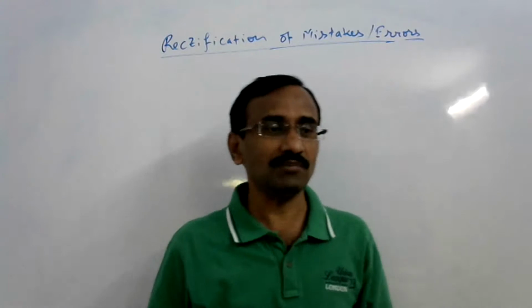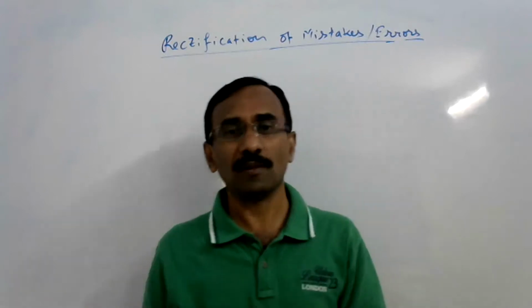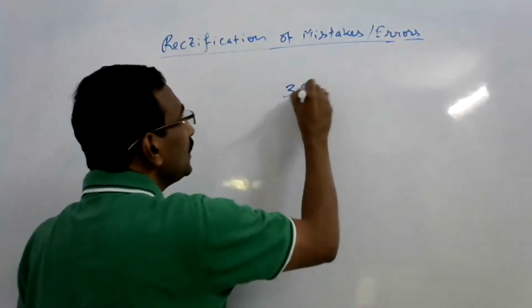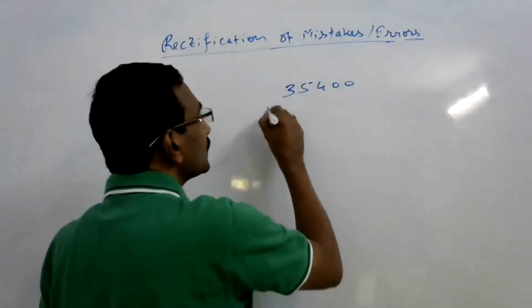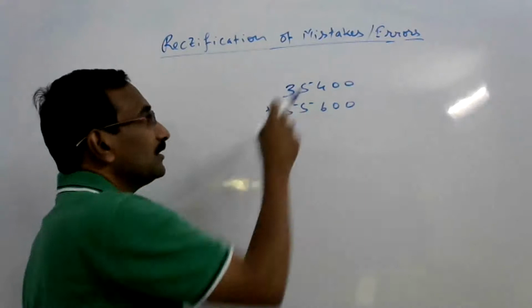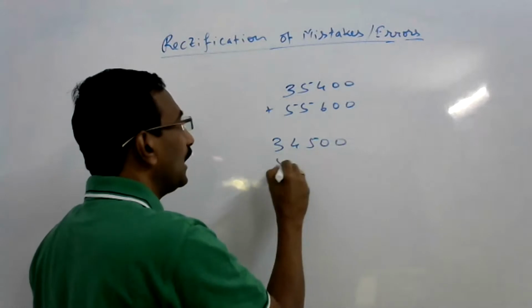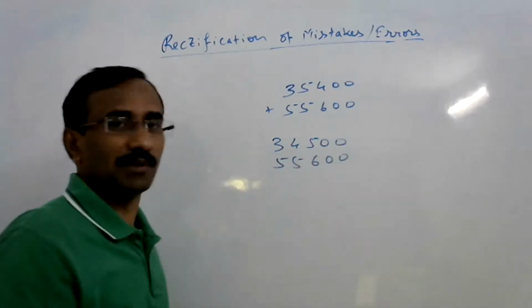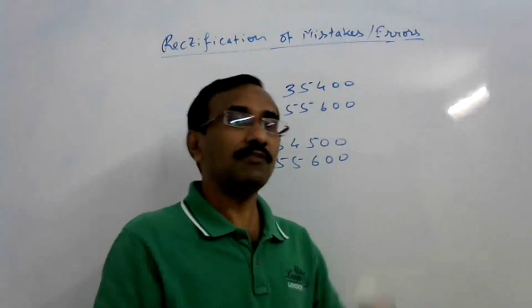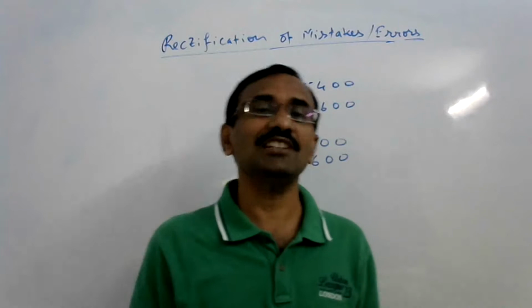Now these mistakes may be committed by an accountant in two ways. It may be intentional, or unintentional. Like doing a calculation of 35400 plus 55600 on a calculator, the accountant may go with 34500 and 55600. It is possible. So this is a mistake which may be done unintentionally. But if the accountant wants to commit certain frauds, then he will commit certain mistakes intentionally as well.